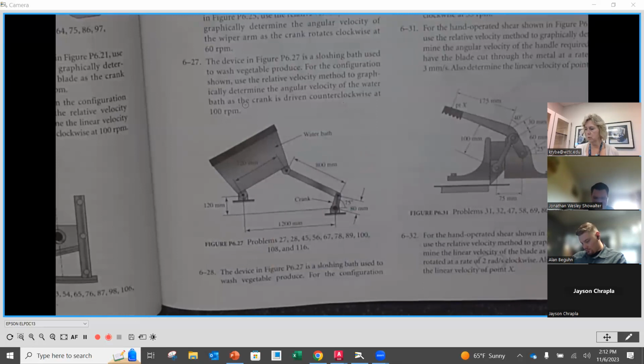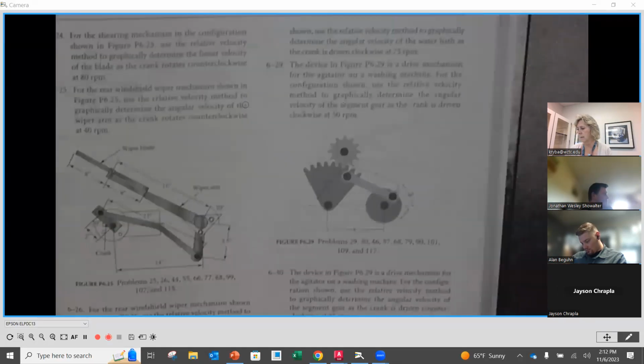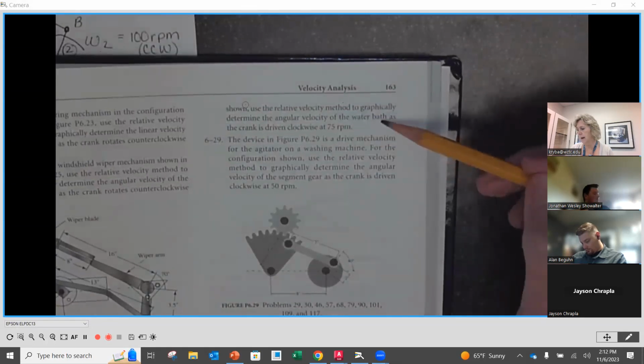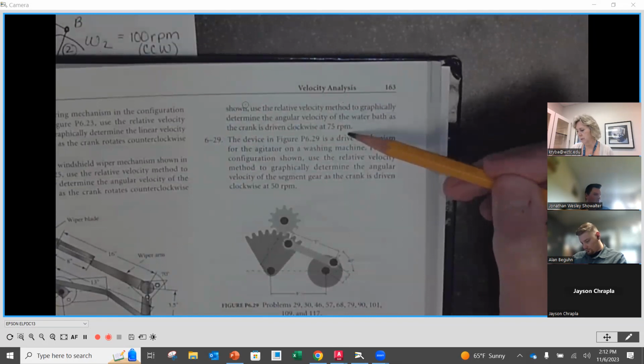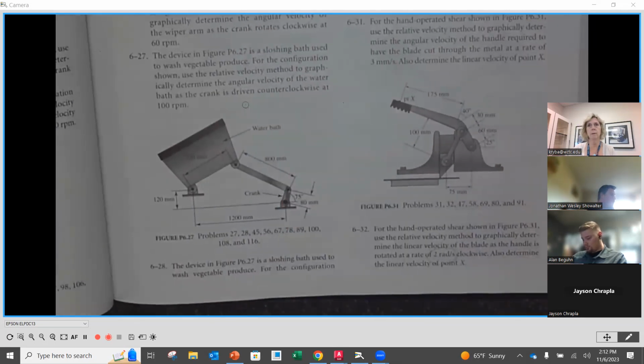And then number 28, the device up here, the sloshing bath, is used for the configuration shown. Use relative velocity to graphically determine the angular velocity of the bath as the crank now is driven clockwise rather than counterclockwise at 75 RPMs. So this time we're going to be going in this direction. So same problem, just a little bit different numbers again and direction changes. So you have two of those to do with the same original diagram.